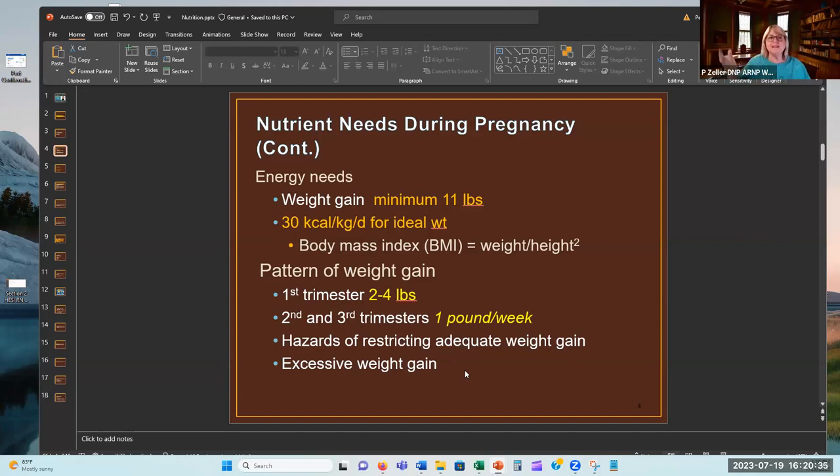Of course, any excess amount is a different story. So they might need referral to a nutritionist if they're obese, or if they're underweight, or if they're an adolescent. They might need a referral to someone they can talk to, a dietitian.